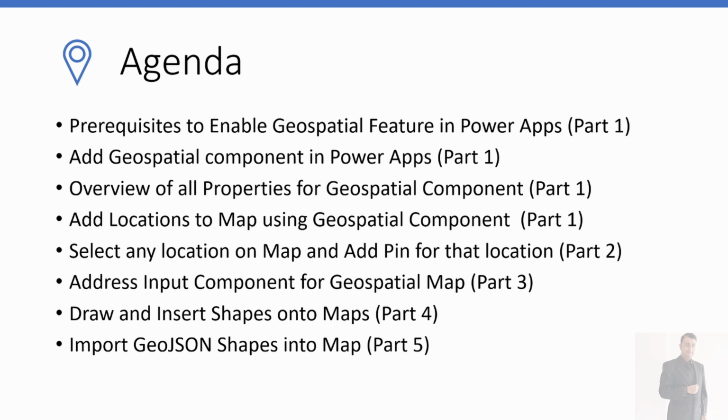During fourth and fifth part of this session series, we will be talking more about GeoJSON in detail. First of all, we will draw and insert different shapes onto our map. Then we will talk about how we can import different GeoJSON shapes into our map to show the specific boundary onto the map visualization. So this is the overall session agenda that I am going to cover throughout the 5 part of session series.